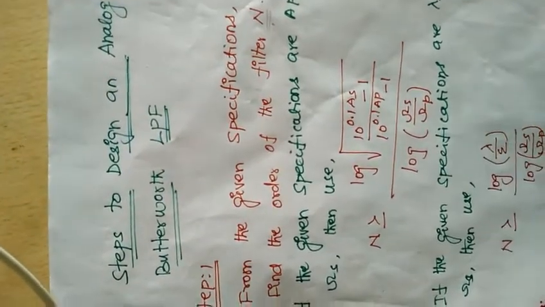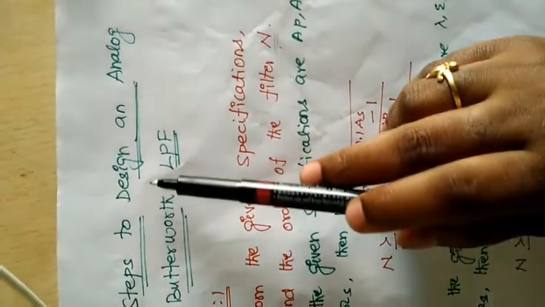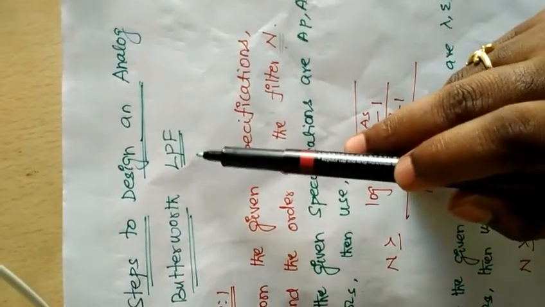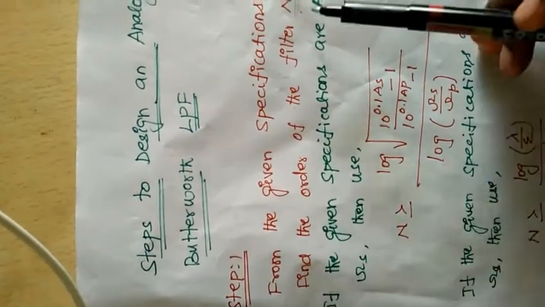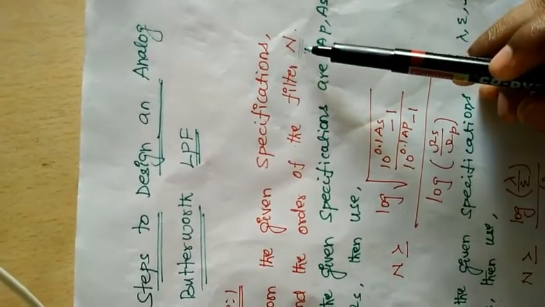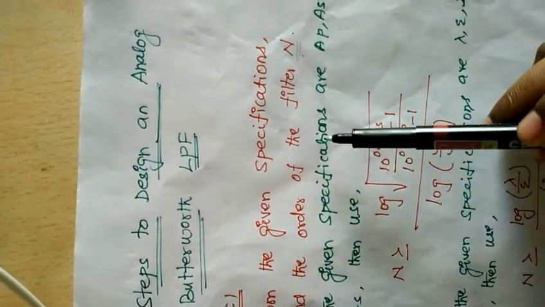Hello friends, today we are going to discuss the steps to design an analog Butterworth low pass filter. Step number 1 is we have to find out the capital N value. Capital N is nothing but the order of the filter.